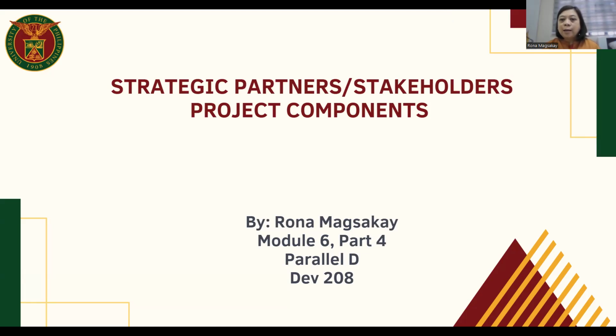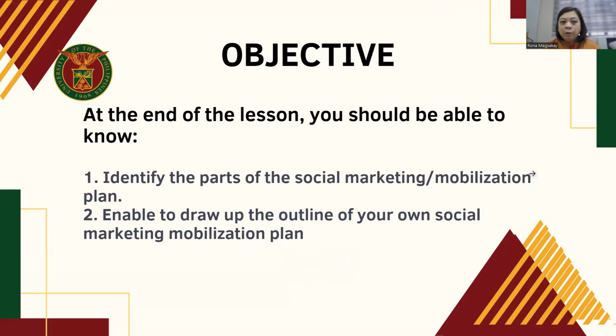I'll be discussing Part 4 of Module 6 and my topics about strategic partners, stakeholders, and project components. By the end of my report, you'll be able to identify the parts of the social marketing mobilization plan, and able to draw up the outline of your own social marketing mobilization plan.